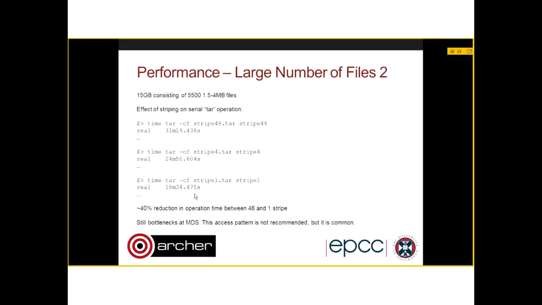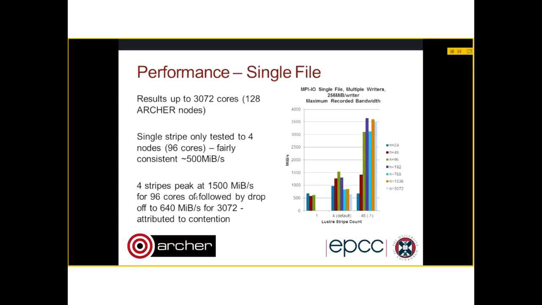So again, sometimes choosing the correct number of stripes is not obvious. But just as a comment, if you have this number of files, you will still get bottlenecks at the MDS. You will reduce the bottlenecks at the OSTs, but you will still have bottlenecks at the MDS. So in general, we don't recommend large numbers of small files.